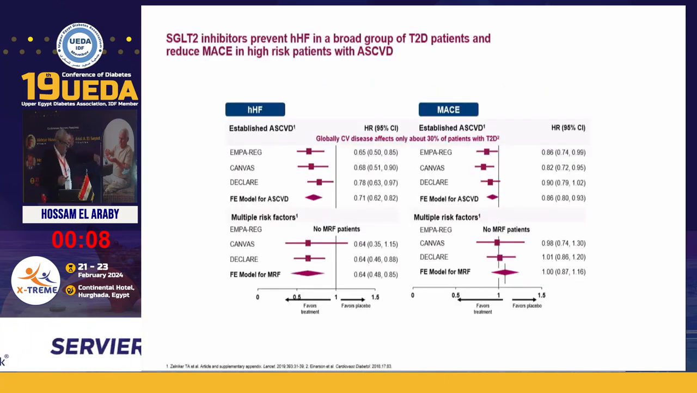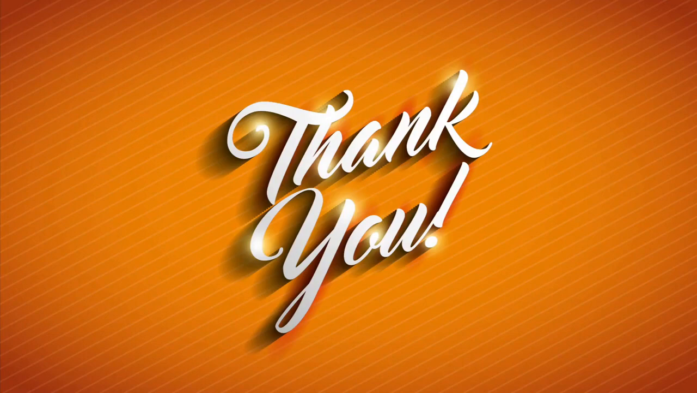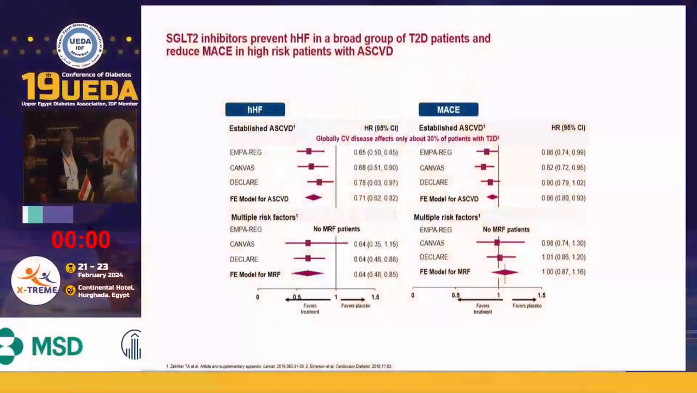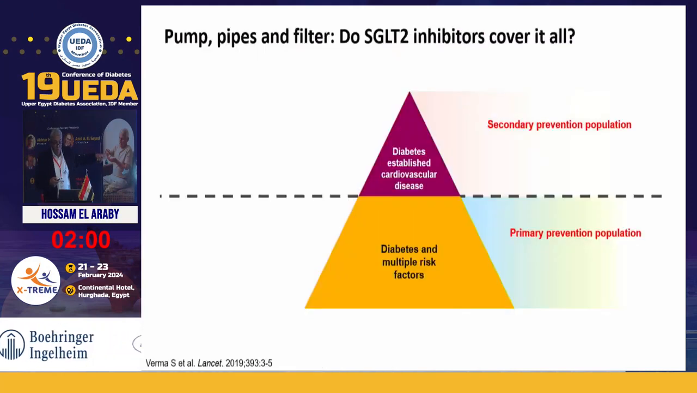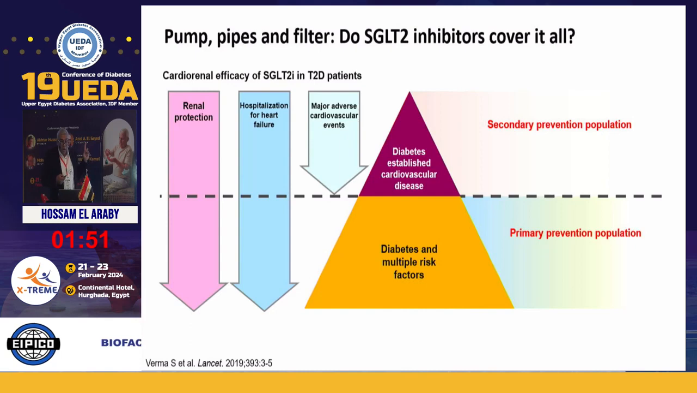When you look at the trials of SGLT2 inhibitors, you will find the reduction in heart failure is uniform, regardless of the presence of atherosclerotic cardiovascular disease or multiple risk factors, while in MACE, only those with established cardiovascular disease have a benefit, with no benefit with multiple risk factors. So we can use these drugs for primary and secondary prevention for renal protection and reduction of hospitalization for heart failure, while reduction of major adverse cardiovascular events was proved only for secondary prevention.